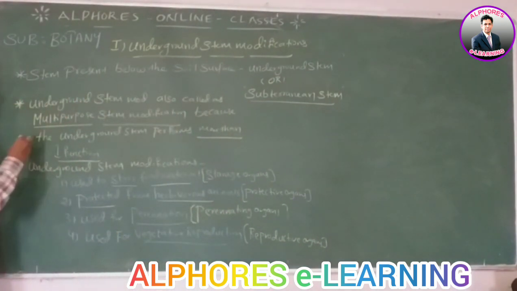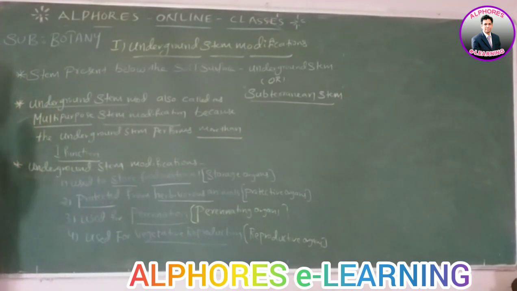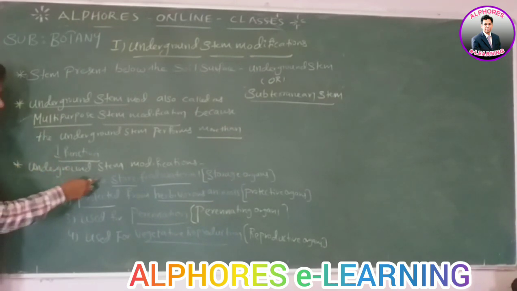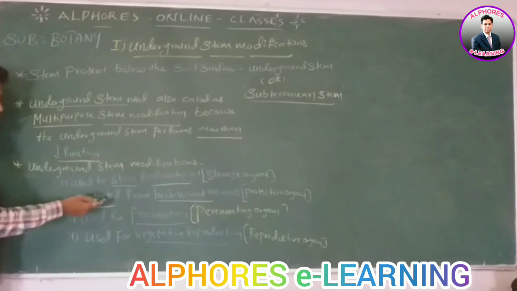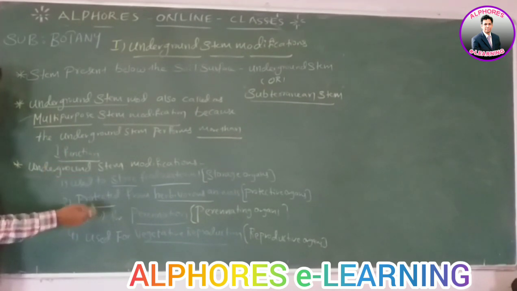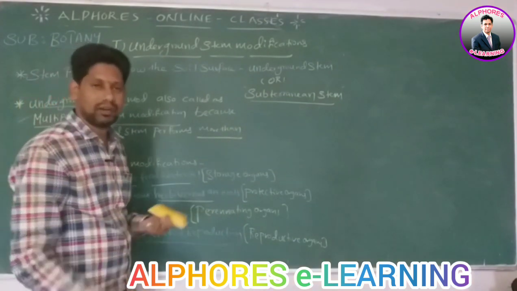We already said that underground stem modifications are also called multi-purpose stem modifications because they are performing more than one function. What are those functions? Number 1, used to store food materials, so underground stem acts as a storage organ. Protected from herbivorous animals as it is underground, so it acts as a protective organ. Used for perennation, so it acts as a perennating organ. Used for vegetative reproduction, so it acts as a reproductive organ.